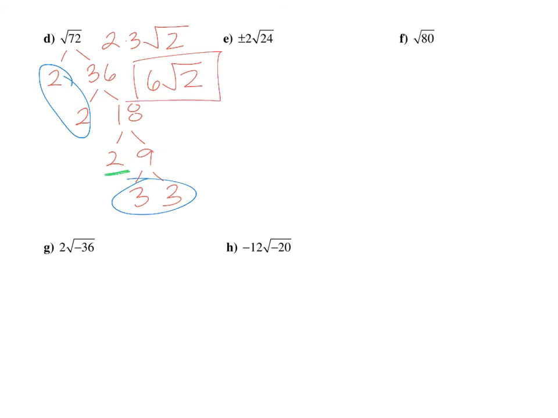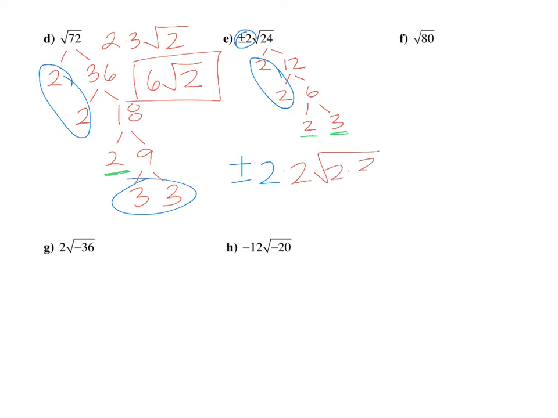All right, 24. I have 2 times 12, 2 times 6, and 2 times 3. All right. Note that I started off with the positive and negative 2 at the very beginning. Now, since I have a pair of 2s, I'm going to pull out a 2. And then I have a 2 left over and a 3 left over. So that stays inside of the square root. So positive negative 4, square root of 6.